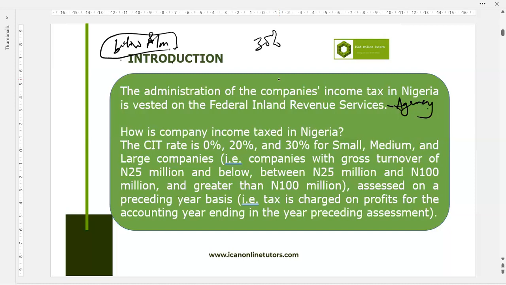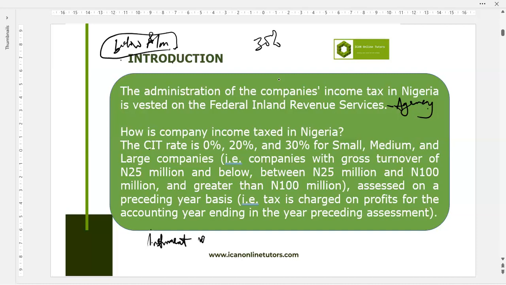So please take notes. But in line with the Finance Act of 2019, all companies are to be taxed according to the provision of the Finance Act. Though the Finance Act is not a standalone tax law, but instead it is an instrument.